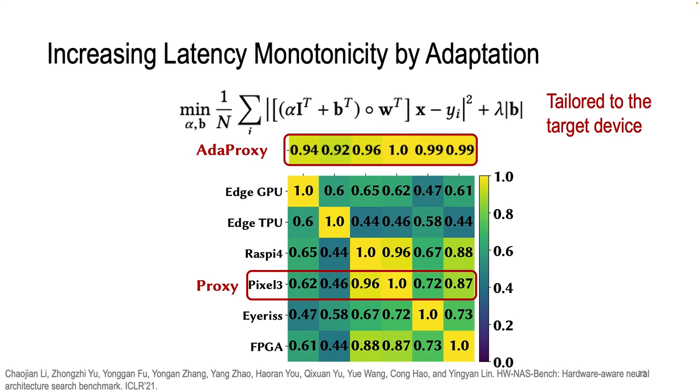Here we show the effect of our proxy adaptation approach. As highlighted, the original SRCC between Pixel 3 and other devices or models in the NASBench 201 search space are pretty low, while after adaptation, the SRCC values are boosted to close to 1, which satisfies our threshold of 0.9.